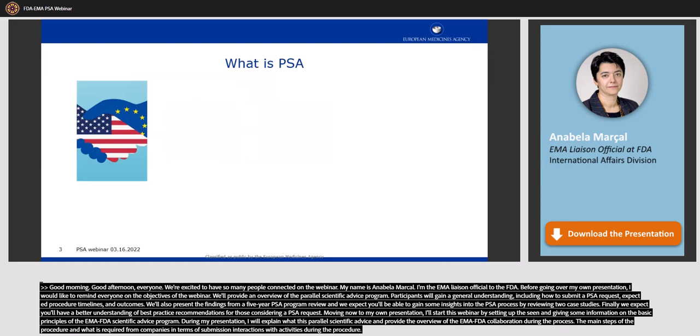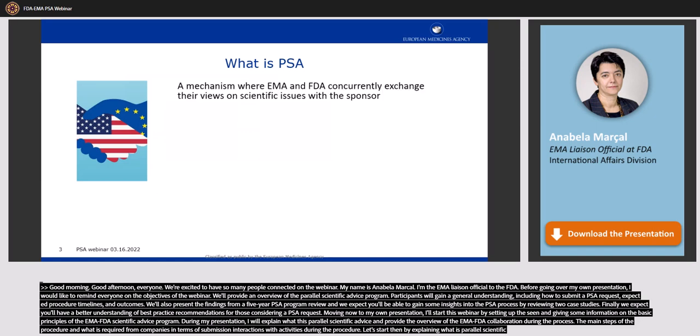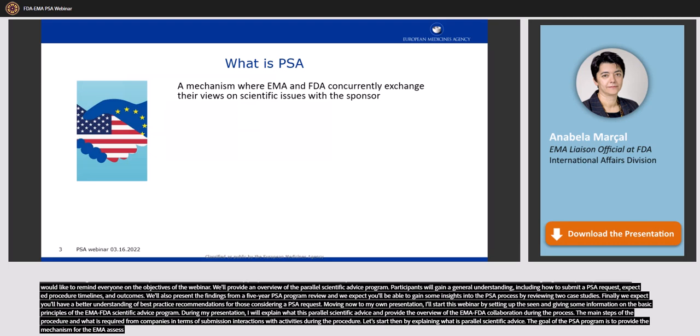Let's start then by explaining what is parallel scientific advice. The goal of the PSA program is to provide a mechanism for EMA assessors and FDA reviewers to concurrently exchange with sponsors their views on scientific issues during the development phase of new medicinal products.